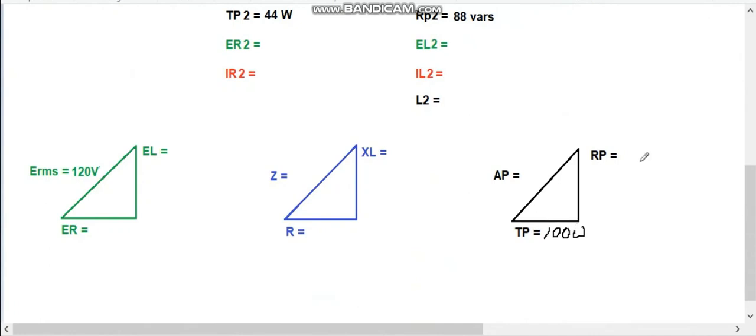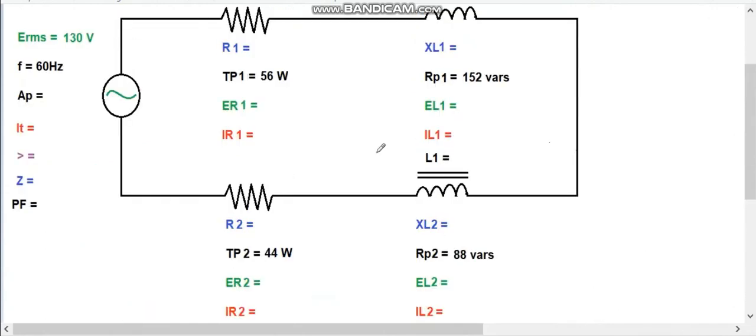And then doing the same thing for reactive power, being a total of 152 plus 88. So I have a reactive power of 240 VARs. So now I say, okay, I can get my apparent power. So if I can get my apparent power and I know my ERMS, then I can get my IT, right? So keep working on that. I'll be back in 1 minute.